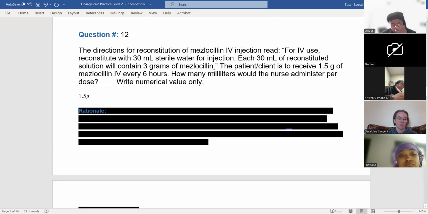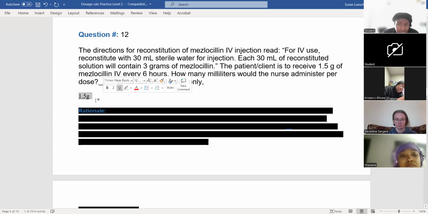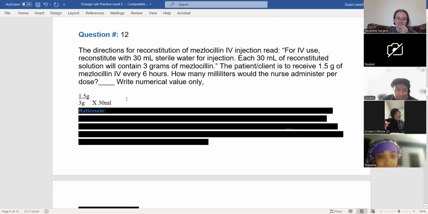Now, I just told you this is what you have on hand. So how would you write that? You're going to put the grams first, just like you do on the other problems that you write, okay? So it's going to be 3 grams times 30 mL. Now you just do the math. And you should end up with the decimal for your first number because 3 doesn't go into 1.5.